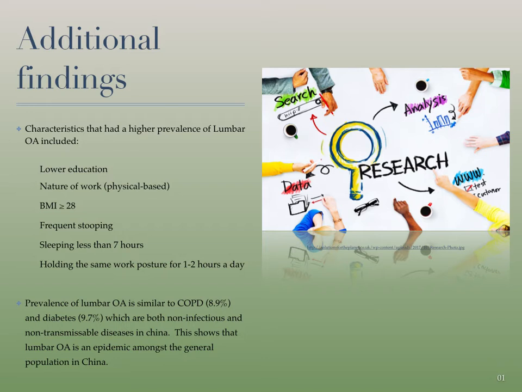And if you go into the journal, you can see they have like 3 or 4 tables that show more detail than I could post on here. The prevalence of lumbar OA they saw is similar to COPD and diabetes in China. You have an 8.9% COPD prevalence and a 9.7% prevalence of diabetes. So OA is right there at 9.02. COPD and diabetes are both non-infectious and non-transmissible diseases in China, and this just shows that lumbar OA is an epidemic amongst the general population in China.